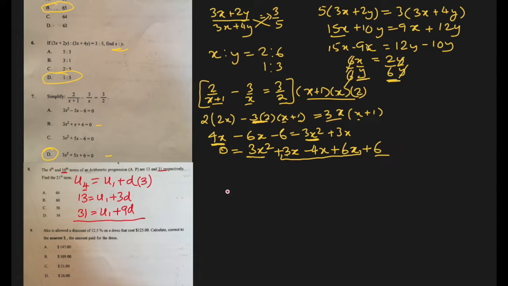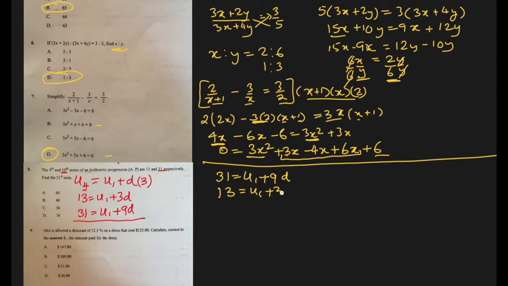Subtract, okay, let me do it separately, otherwise it may confuse you. So I will write this first equation first. 31 equals U1 plus 9D, and then 13 equals U1 plus 3D, subtract. So it becomes 31 minus 13 is 18. U1 minus U1 cancel out. 9 minus 3, 6D. So D comes out to be 18 divided by 6, which is 3.